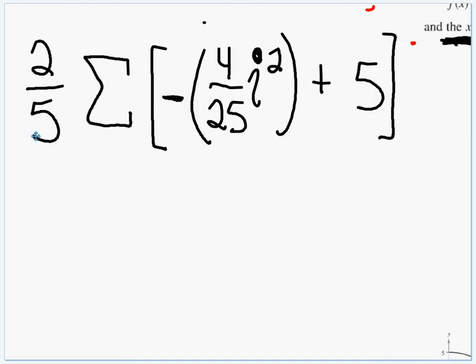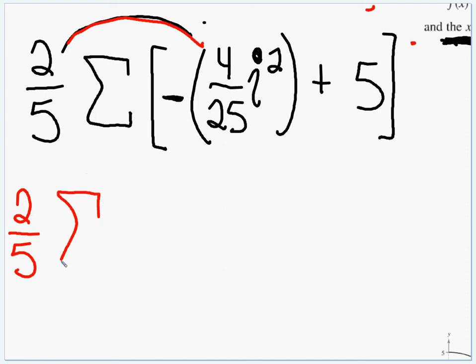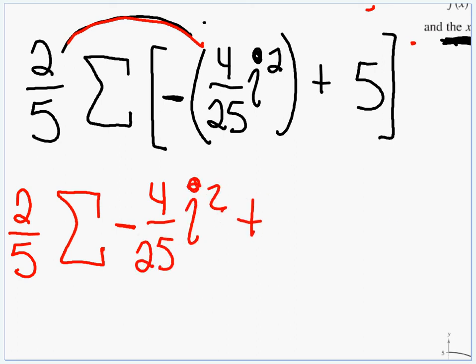Now we could leave the 2/5 out here and do the distribution of the summation in more brackets, or in this case, I'm going to distribute the 2/5 with the summation. So 2/5, I'm going to switch to red ink for the first one. 2/5 summation is going to go to the first one, so we're going to have 2/5 the summation of negative 4/25 I squared plus 2/5 the summation of 5.